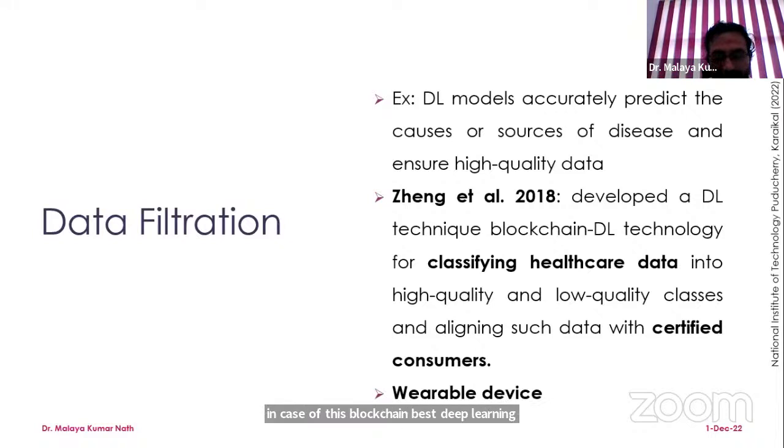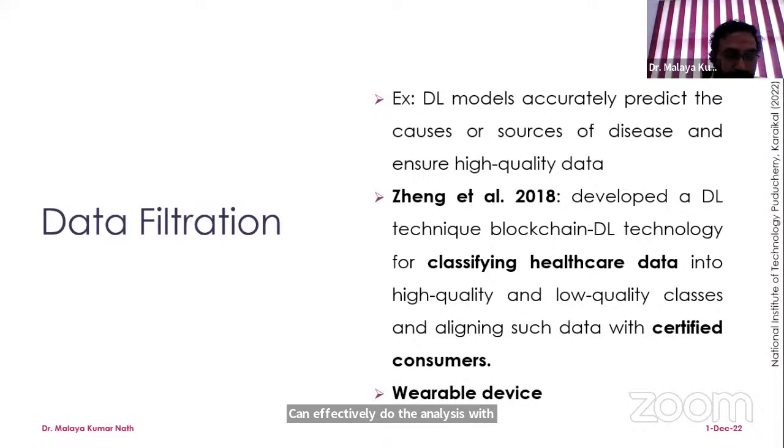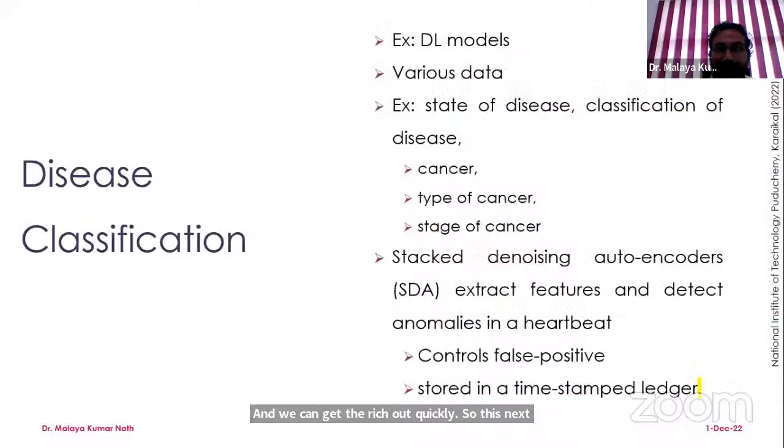I hope it is clear why data filtration is very important in healthcare systems: to separate the high quality data from the low quality data, as well as the data which is essential for identifying the disease. That is the data important to be shared. If I share that data, I can consume less energy, and I can effectively do the analysis in lesser time. That means latency will be very low, and we can get the result quickly. Next is called disease classification. What is disease classification?